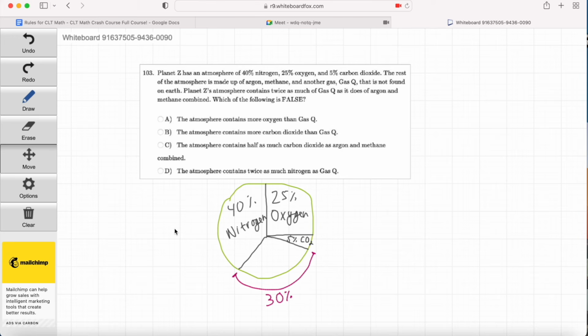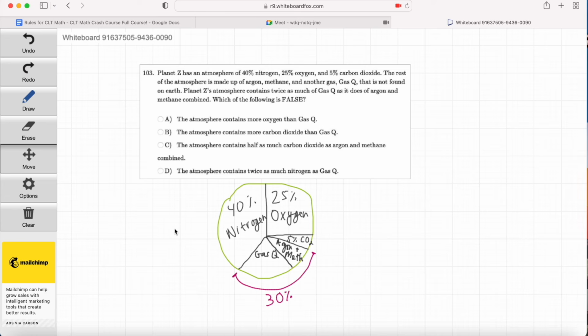I think we know the percentages here. What percent of that remaining 30%, what percent is gas Q? I'm thinking 15, but I'm not confident in that. 15 would be half of that 30%. Okay. But it's not half of it. Right? There's twice as much gas Q as argon and methane. At the very least, we can represent it physically. Here's gas Q. There's twice as much as argon and methane. Do you see that? I just represented it physically.